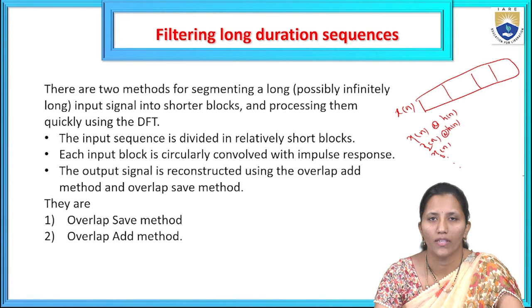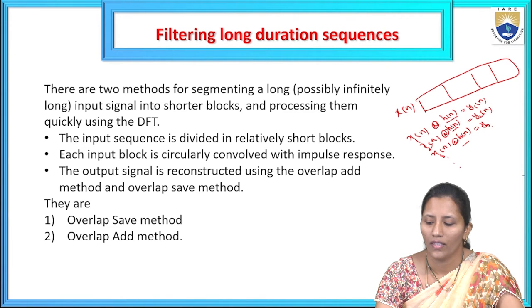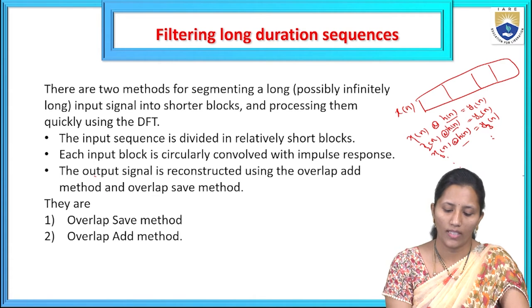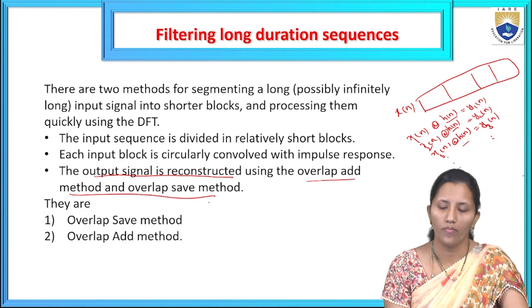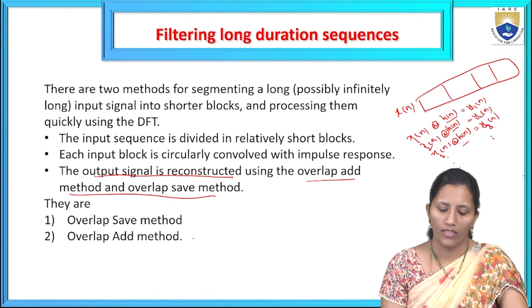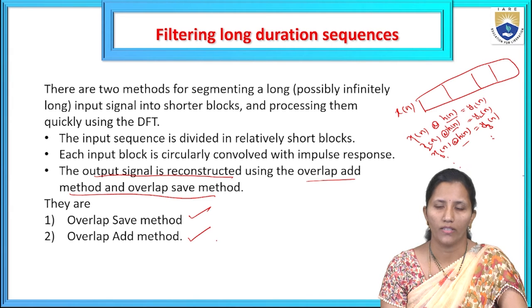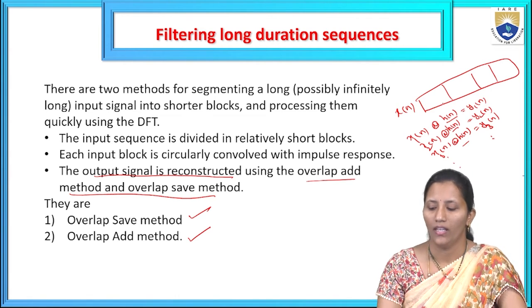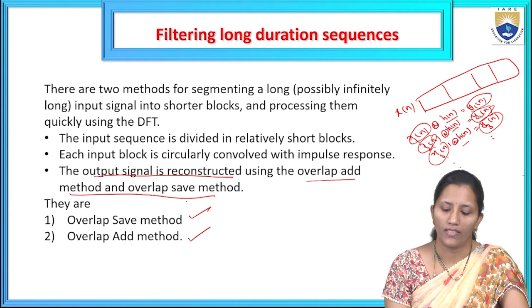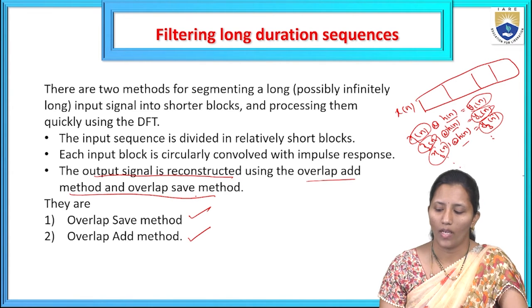If the impulse response of the system has a short duration and the input is a long sequence, then we divide that input into shorter blocks, and those blocks are circularly convolved with the impulse response h of n. Then we get the output responses of the individual section blocks, and the output signal is reconstructed using the overlap add method or overlap save method. So we have two methods for filtering long duration sequences: how to divide the long sequence into fixed size blocks, perform circular convolution with the impulse response, and then reconstruct the total output response.